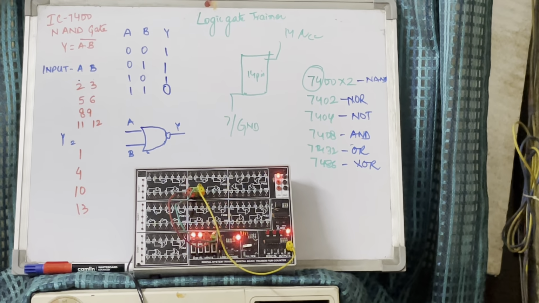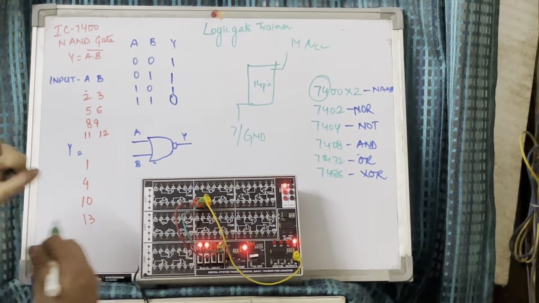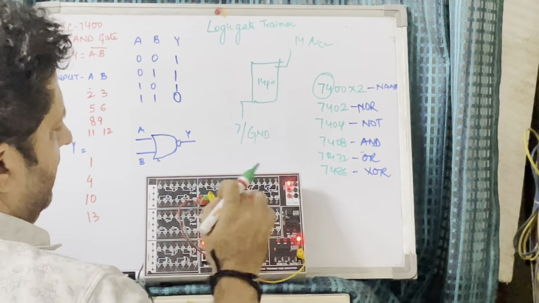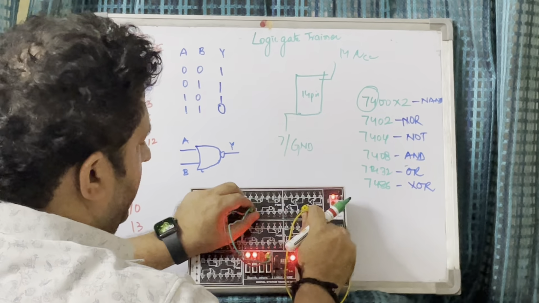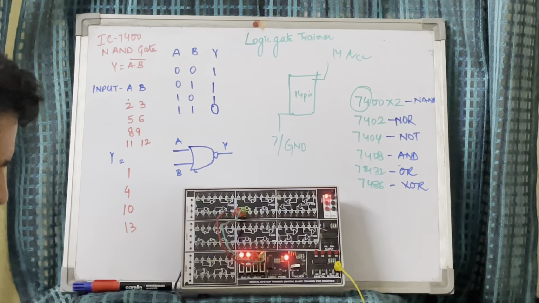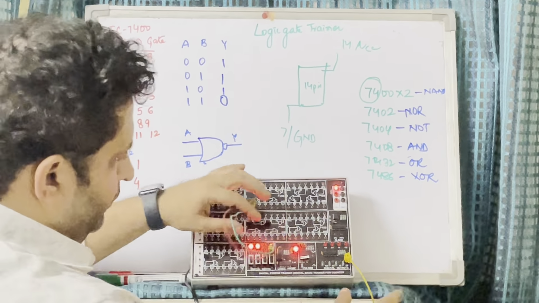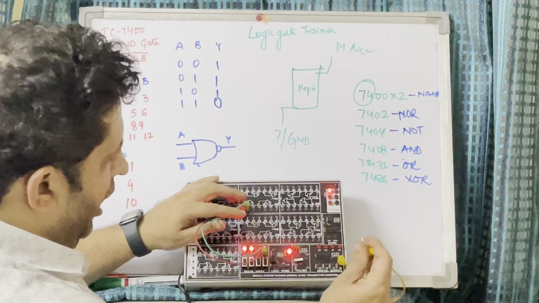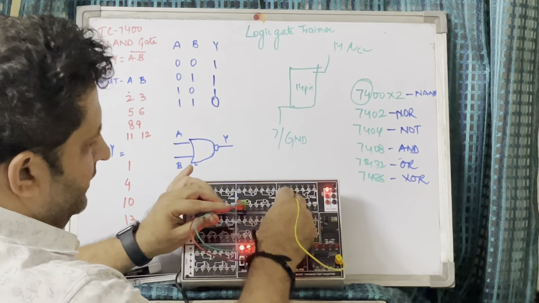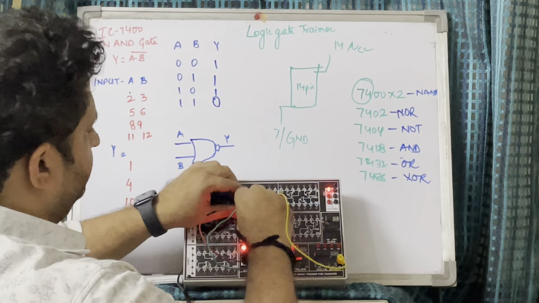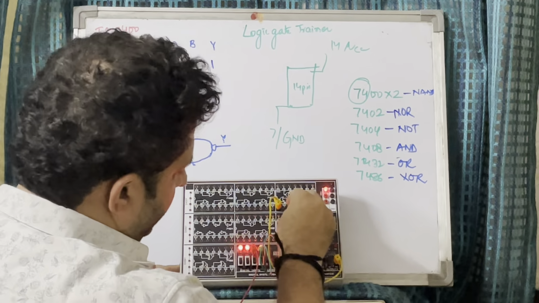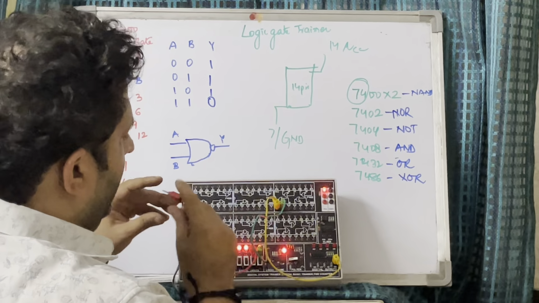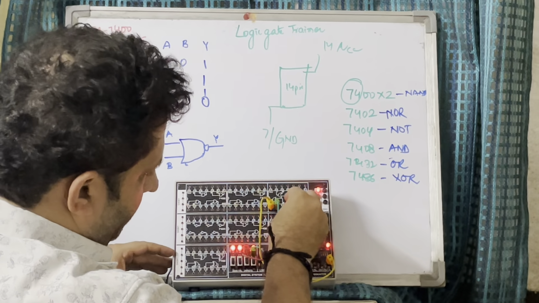Now we are going to do the other experiment, for the 7402 IC. For this I am going to make the connection and show it to you. What we'll do is, the output we will connect at pin number 1. The two inputs, I0 is connected to pin number 2 and this input is connected to pin number 3.